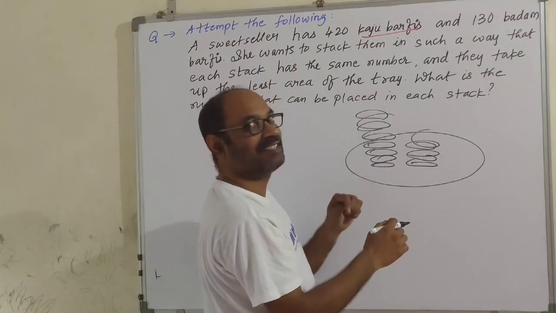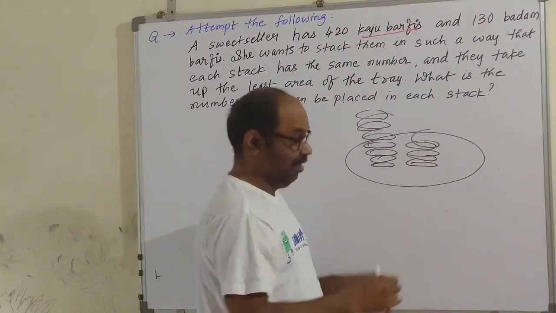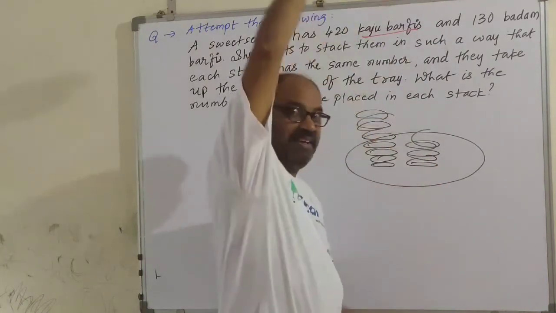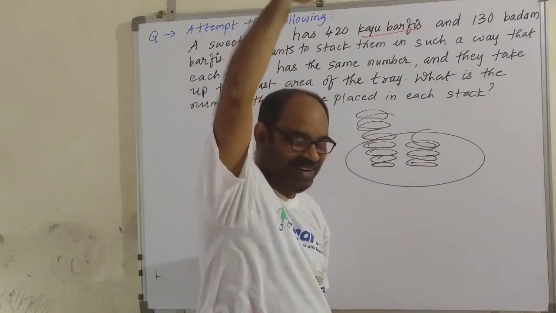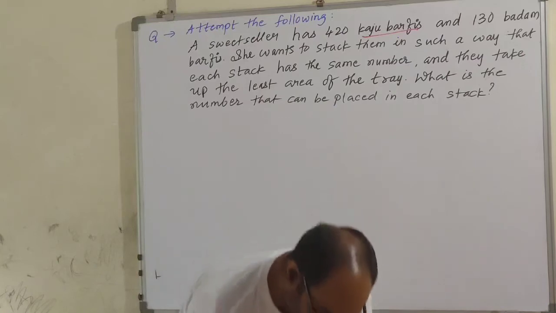But then the second condition is not satisfied. The number of burfis in each stack has to be the same. So if you want minimum area, only 2 stacks you can form. I don't know how you can place 420 burfis in one stack. Very difficult. Okay, fine. So now, how will you write the solution?